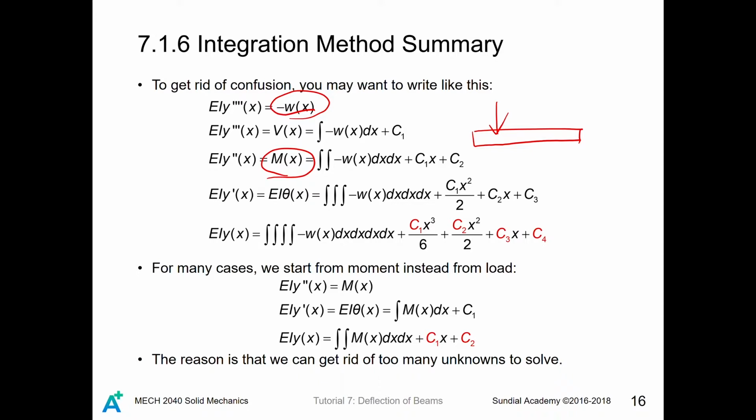So it is a very common starting point, and by integrating it twice, you only get two unknowns. And very often in every beam deflection problem, you can get two or more boundary conditions that help you solve C1 and C2. But if you just begin from the external load, then apart from the difficulty of expressing the single load, you also have the difficulty of solving those four unknowns, which could be very time consuming.